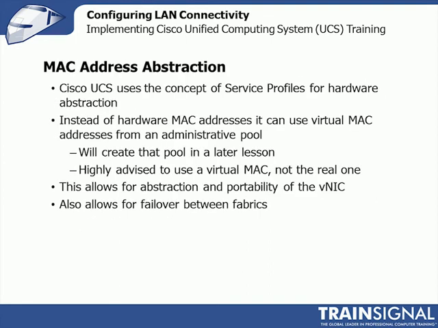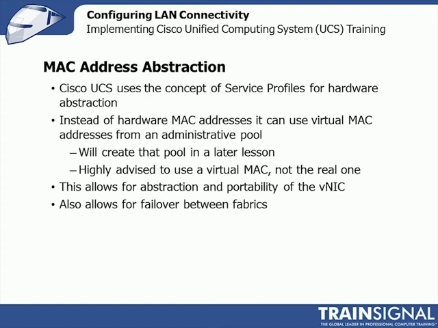And one other thing we'll actually go into in the pools lesson is MAC address abstraction. But I want you to understand this. So if I were to hand you a blade, a B200 with a mezzanine adapter on it, on that mezzanine adapter are two 10 gig ports that each have their own MAC addresses, just like on a physical NIC that you put into a server. We don't normally use those with UCS.